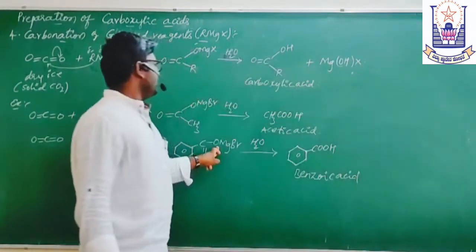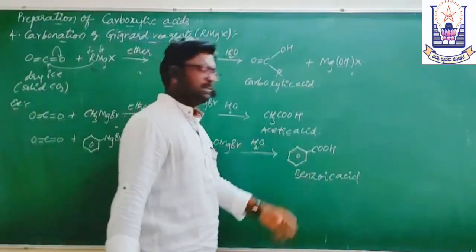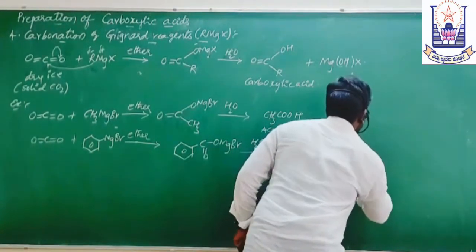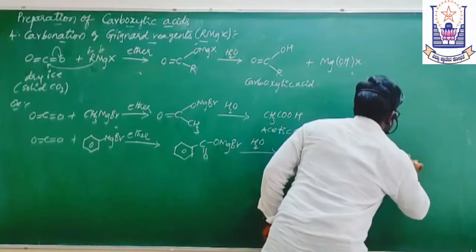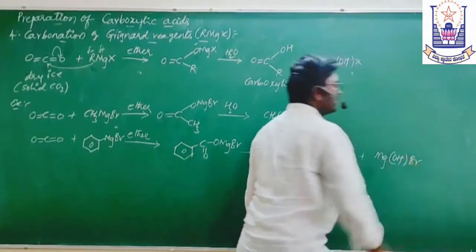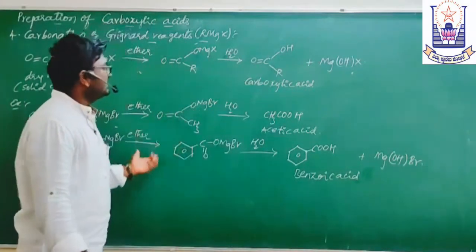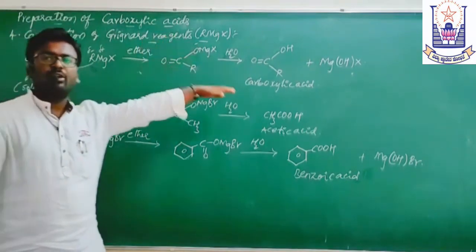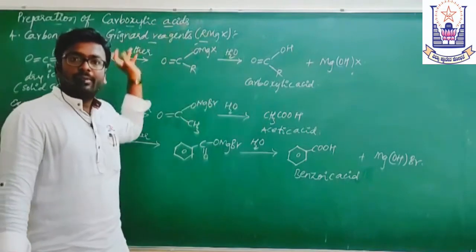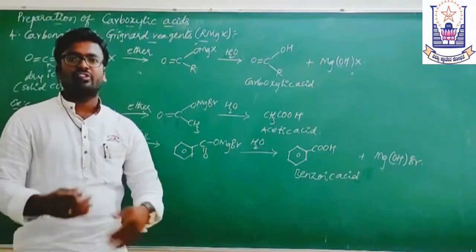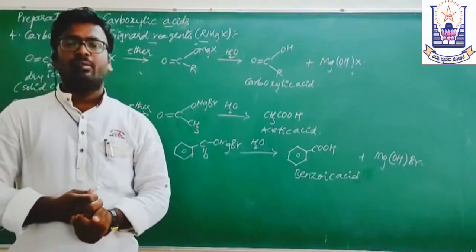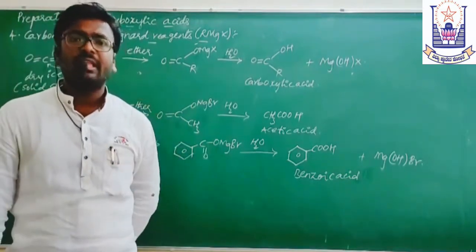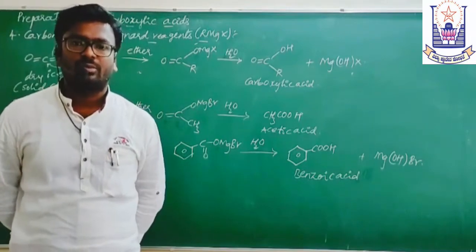What will be the byproduct? MgOHBr will be the byproduct. So this is the way of converting the Grignard reagent to the carboxylic acid by carbonation, that is, addition of carbon dioxide. This is very, very important, asked several times in the annual examination also.